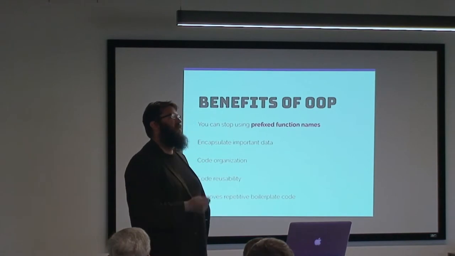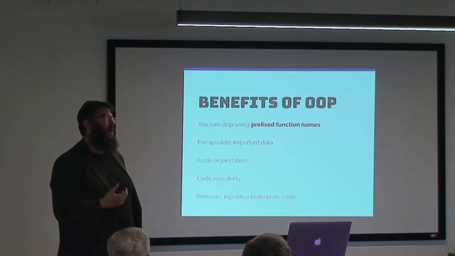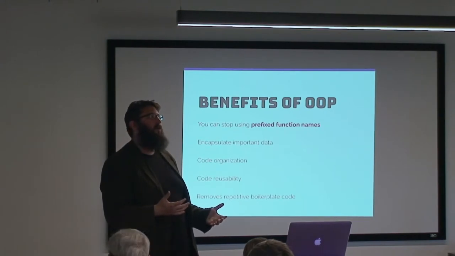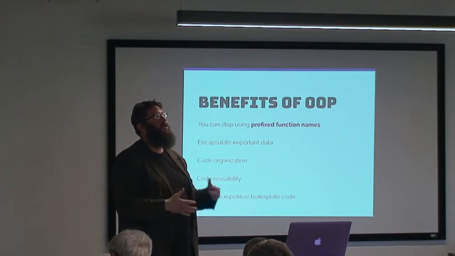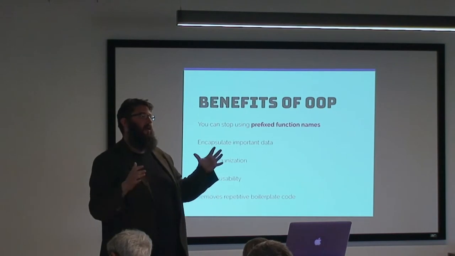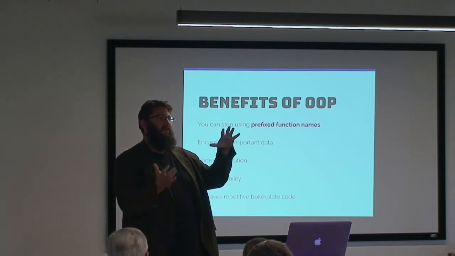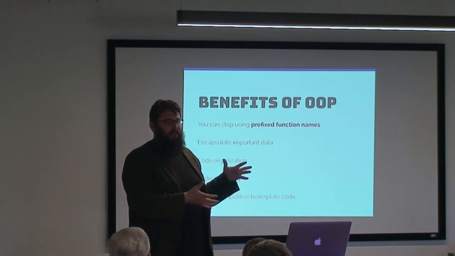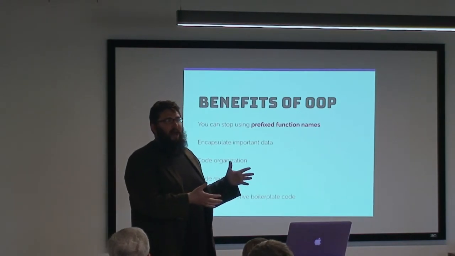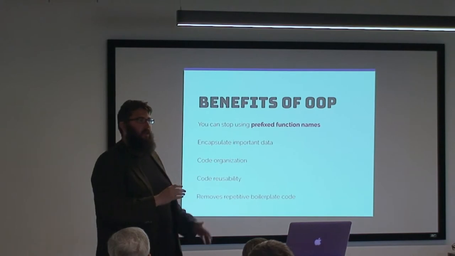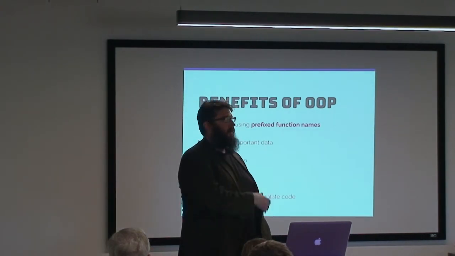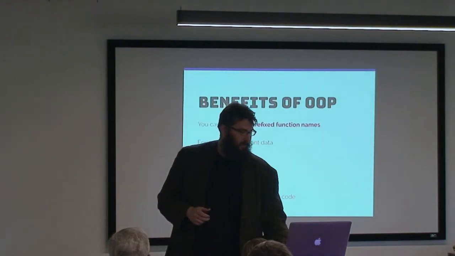I think one of the most exciting things about using object-oriented WordPress is code reusability. There is so much code that, especially in the first year that I was doing WordPress development, I was copying over the same 100, 200 lines of boilerplate in my functions PHP file that I never looked at, never touched, and just cluttered things up and made it confusing when I was looking for stuff. And finally, removing boilerplate code.